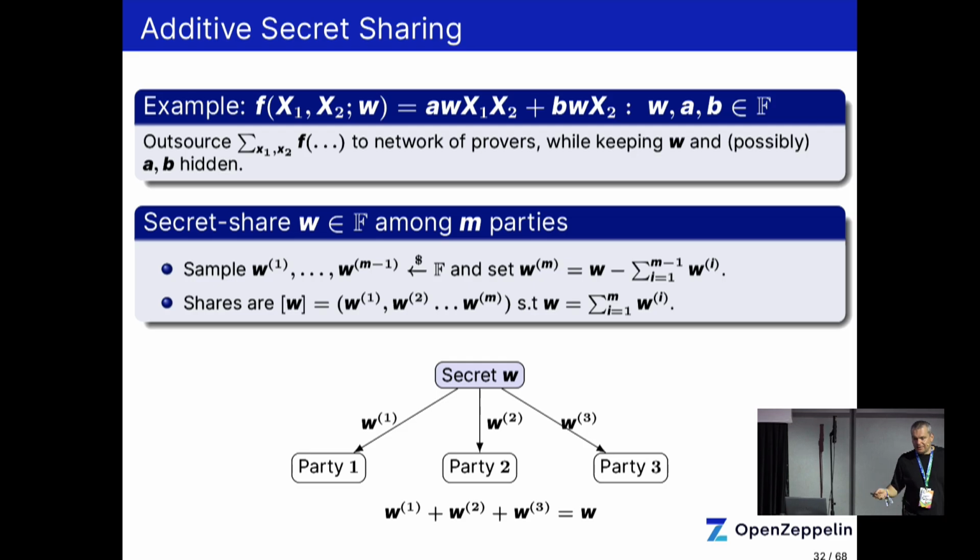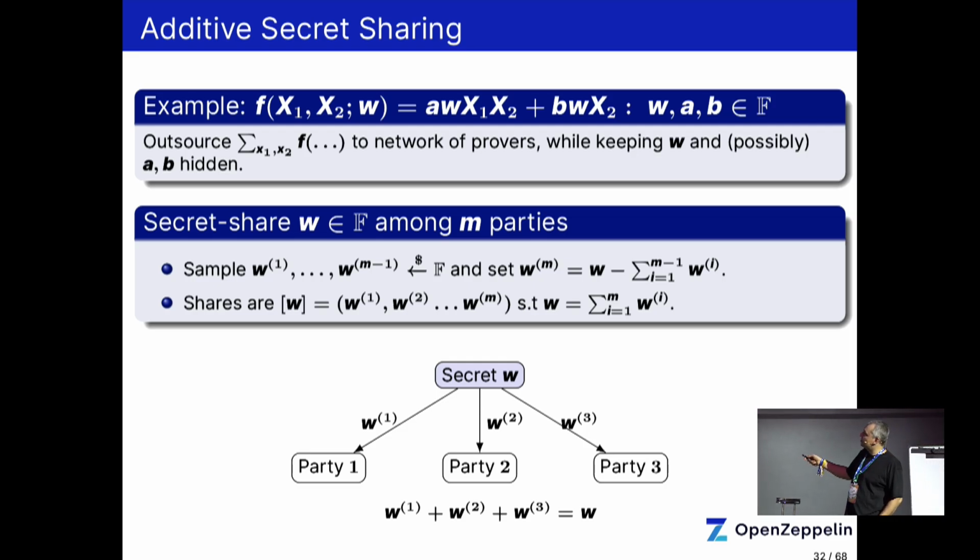Just take as a simple example this polynomial A W x1 x2 plus B W x2. Now A and B can be thought of as the coefficients of the polynomial, and W is potentially your witness, but it's a constant for the moment, and you want to compute the sum of this polynomial. Coming back to the beginning, now the challenge is how do we hide. The prover doesn't want the nodes to know the witness for sure, but maybe also the coefficients of the polynomial. Maybe he also wants to hide the polynomial. So our challenge now is how to outsource the computation of this sum over 2 to the 2 in this simple example, without revealing A, W, and B to the MPC nodes.